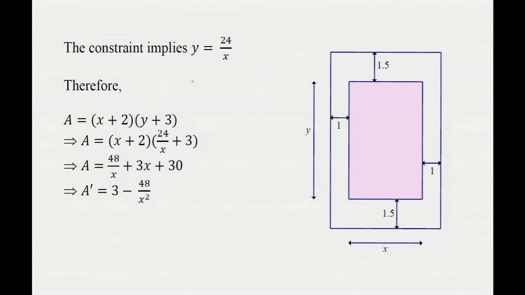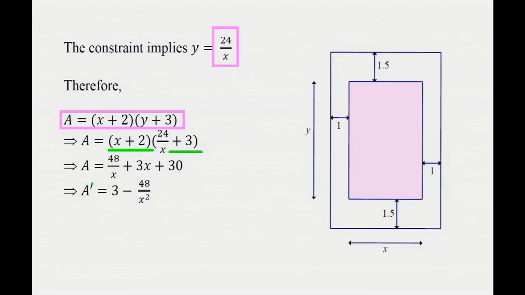Our constraint X times Y is equal to 24 implies Y is equal to 24 over X. And we are going to replace Y with this value in our primary equation. And we get this: X plus 2 times 24 over X plus 3. And if we multiply these two quantities, we get 48 over X plus 3X plus 30.